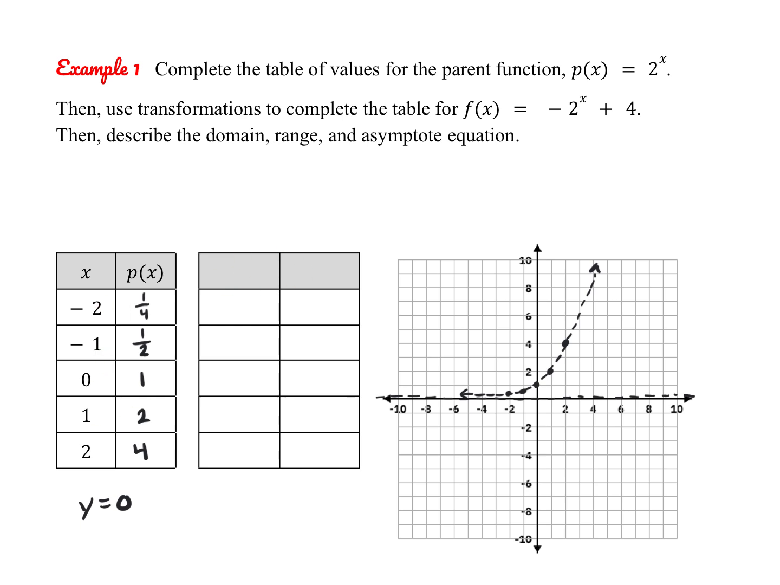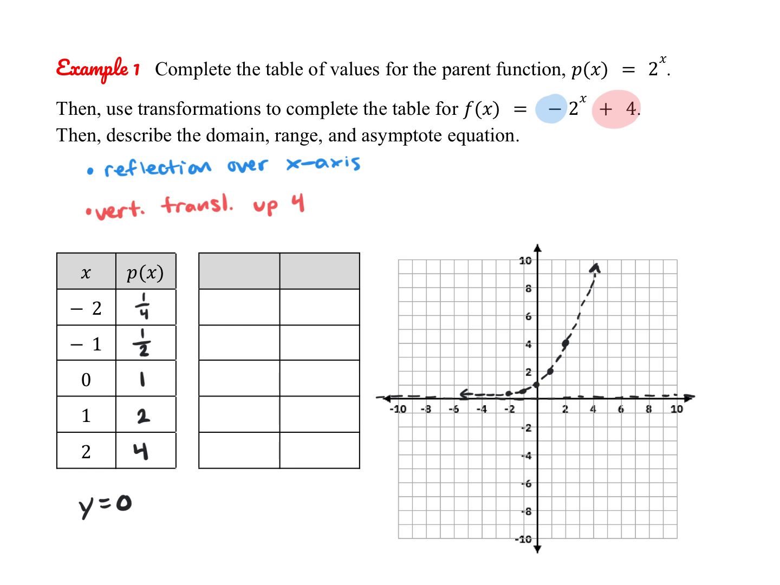So the first transformation I see is this negative out front. Since I'm multiplying the entire function, not specifically the x, this is going to be a vertical reflection, which causes a reflection over the x-axis. If you reflect something over the x-axis, you go up, down, or down, up, so that's a vertical transformation. The other change that I see is this +4, so that's going to be a vertical translation up 4 units.